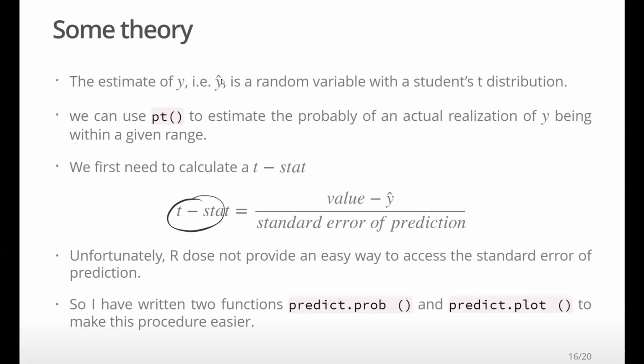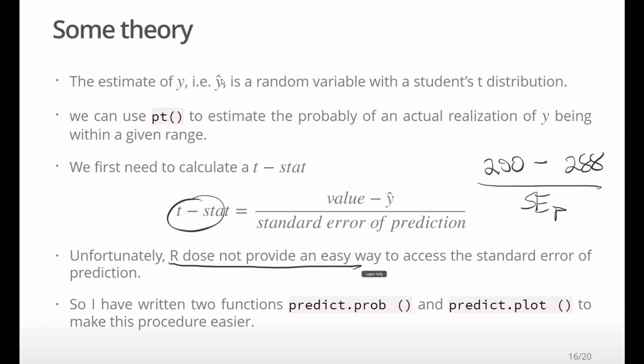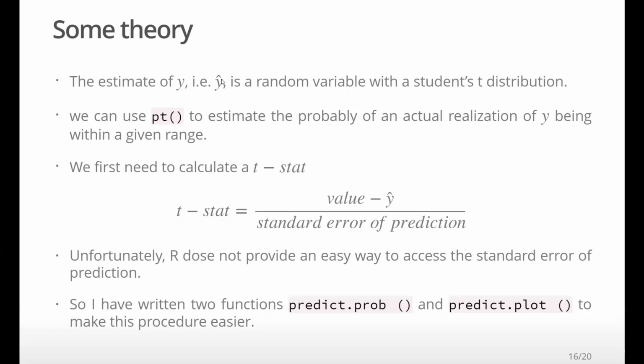So we need to know what a t-stat would be for a prediction of 200. What that becomes is, I want to know 200, so I subtract off my 288, which is the value I have from my prediction, and divide that by the standard error of prediction. I don't remember what that is. Here's the problem though. R doesn't really do this very easily. So I have to do a little bit of a hack in order to get this standard error of prediction. It's really annoying because you know R calculated it, because it does calculations that require it and returns them, but it doesn't have an easy way to access the actual standard error of prediction. So we have to do a little bit of work to get there. And so what I've done is I wrote a couple of functions for you.